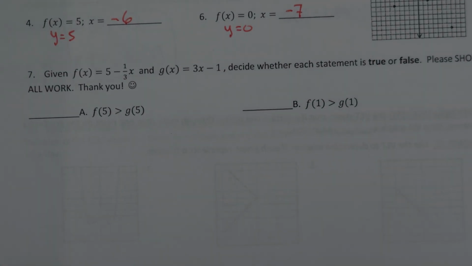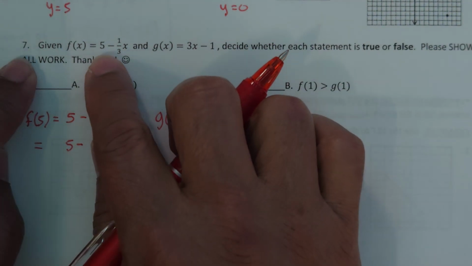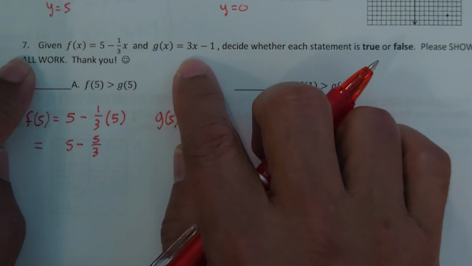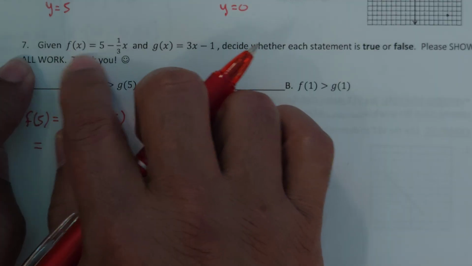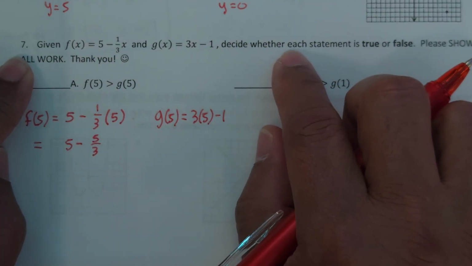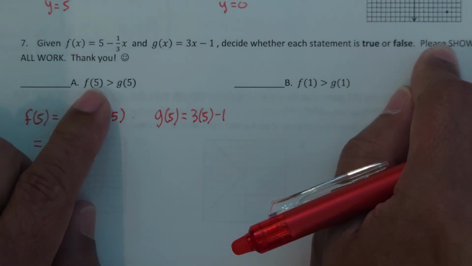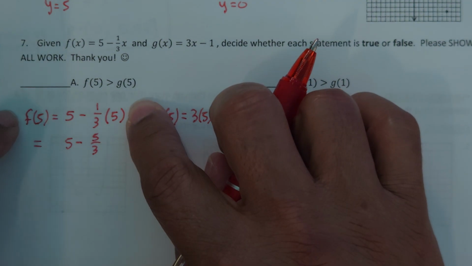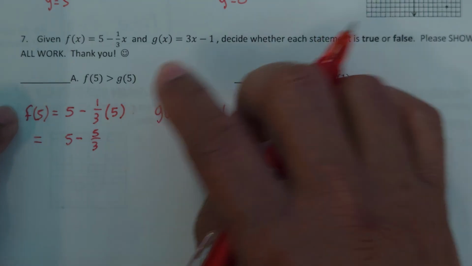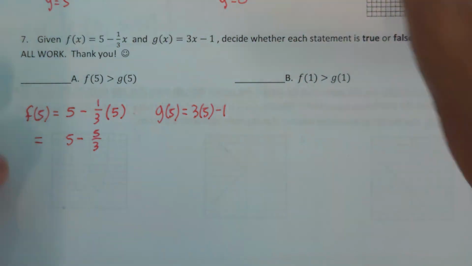Next example. Okay, so for the next example, given f of x equals 5 minus 1/3 of x, and g of x equals 3x minus 1, decide whether each statement is true or false. Please show all work. So what I'm going to do is find what f of 5 is first, and then I'll find what g of 5 is, and then I'm going to compare them, okay?